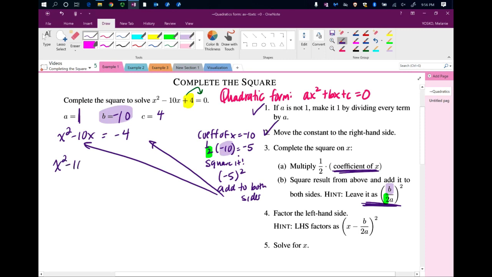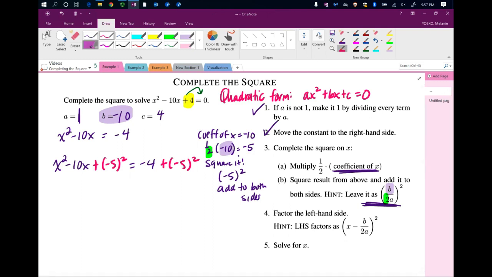So I have x squared minus 10x. Now I'm going to add my new term to both sides. So plus negative 5 squared on the left-hand side. And then rewrite negative 4. But on the right-hand side, I'm going to put plus negative 5 squared. And again, we're going to leave it like that on purpose.